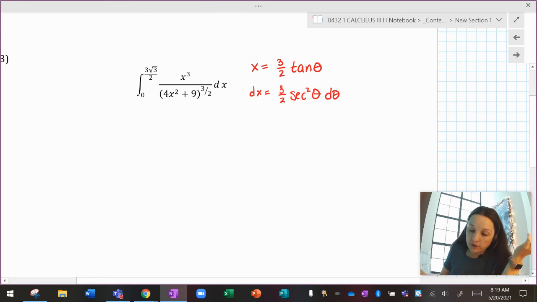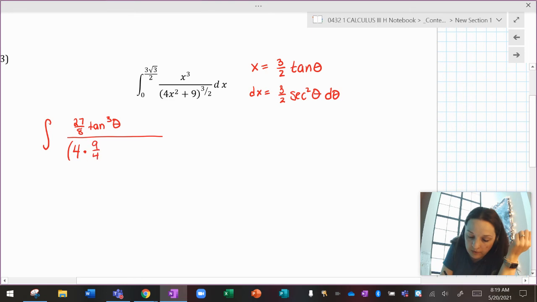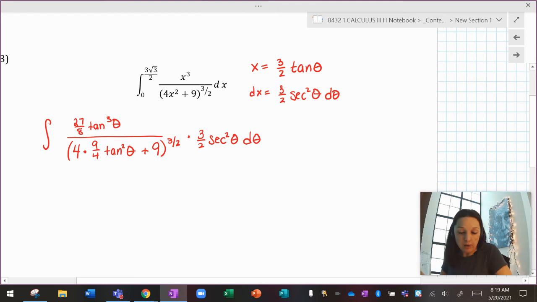Excellent. So when we go to do our substitution, I have the integral of x cubed, which is going to be 27/8 tangent cubed theta, over 4x squared, well, that'd be 9/4 tan squared theta, plus 9 to the 3 halves, times dx, which is 3 halves secant squared theta, d theta. All right, that takes care of my integrand. I can now see why letting x equal 3 halves tan theta was a good idea.